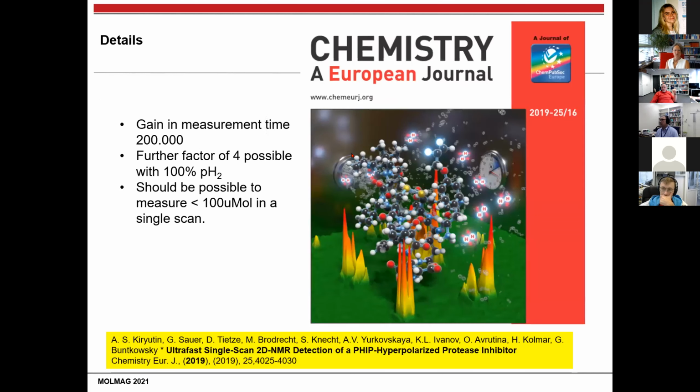Then we made this very nice paper, which was together with Kostia. And one of Kostia's collaborators made this very nice graphic to symbolize it: how the clock is running only a very short time while we're doing these kinds of 2D experiments.